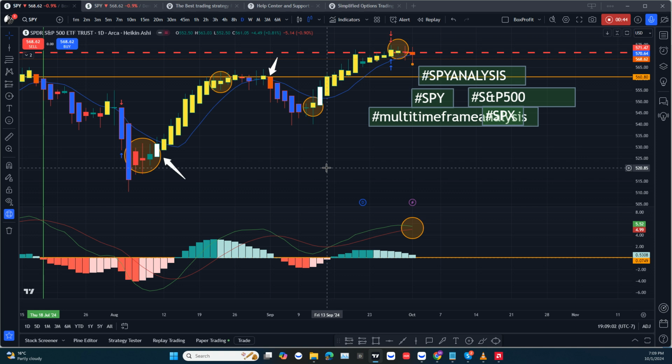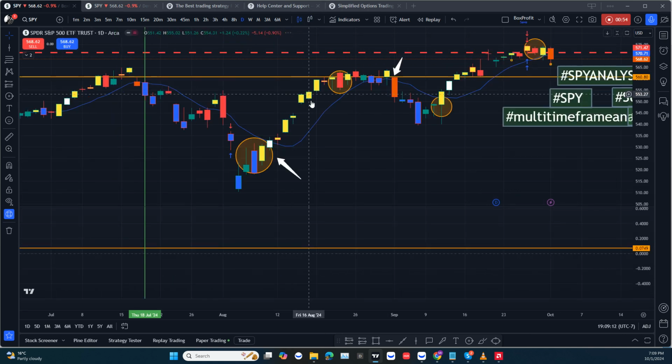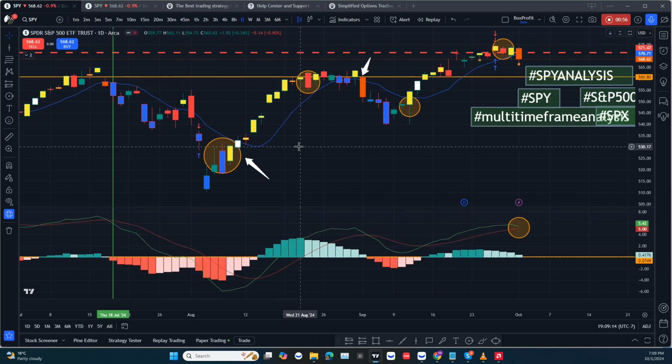Step one is that we're going to choose a stock of our choice, and then we're going to apply indicators that are necessary to that chart. In this case, I have SPY pulled up already, and I'm going to go ahead and point out the indicators that I will be using.